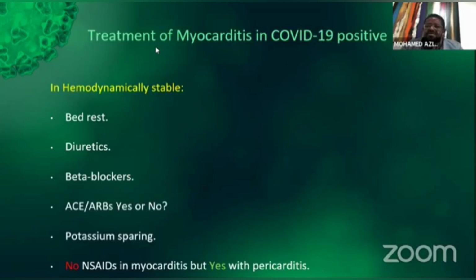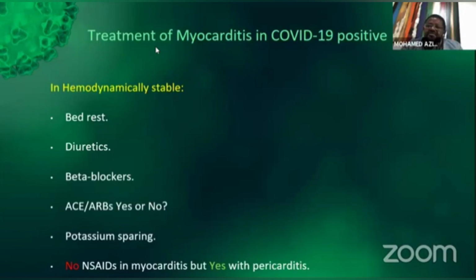Also good to start the patient on potassium sparing agents like Aldactone if there is no contraindication, if there is no renal failure, if the creatinine clearance is more than 30 and the potassium is not high. So we can start this patient on potassium sparing agents, especially in myocarditis with depressed LV function.